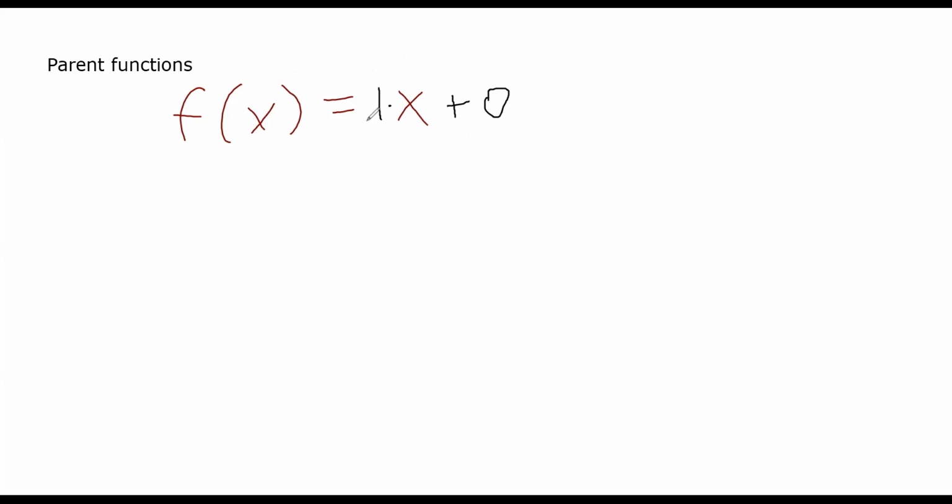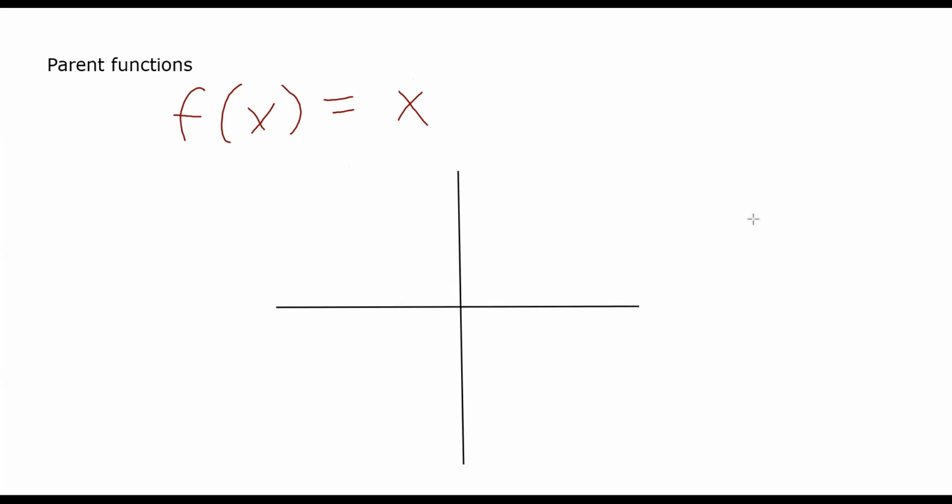Now we know lines can take all kinds of different shapes. You can change the y-intercept, you can change the slope of the line. But the idea behind a parent function is simply the basic general category of things that are going to have the same shape. And so we already know what a linear function will look like. Specifically, this line looks something like that.